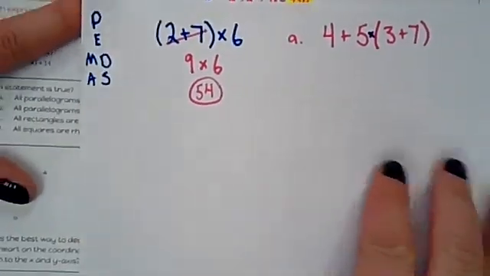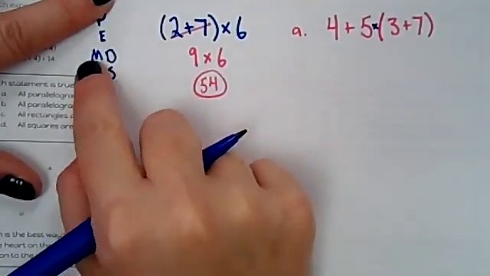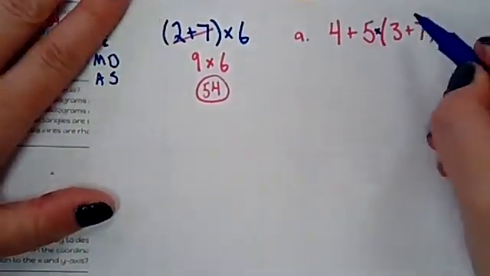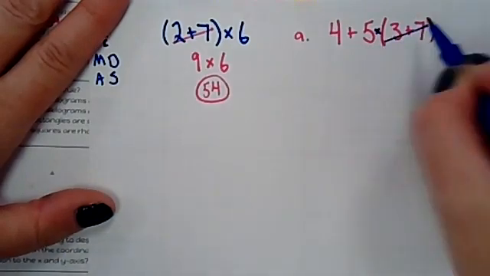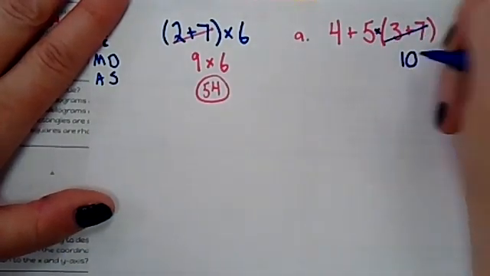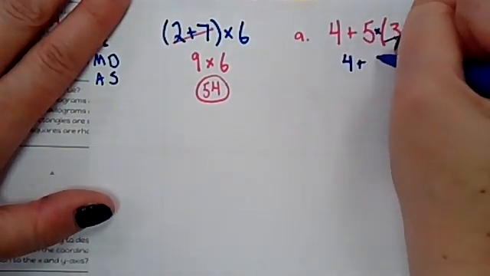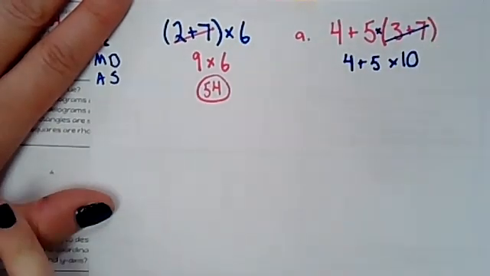So we've got parentheses, then exponents, multiplication, division, addition, and subtraction. Let's do our parentheses first. So 3 plus 7, mark it out, is 10. Then write in the rest of the equation. 4 plus 5 times 10.